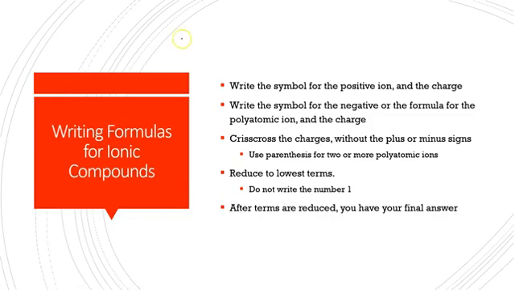Now we're going to look at naming them. So now we're looking at going from words into symbols. So the first thing that we need to do is write the symbol for the positive ion and the charge. Then we're going to want to write the symbol for the negative ion and its charge as well, or the polyatomic ion if it's a polyatomic ion. So we want to include the charge.